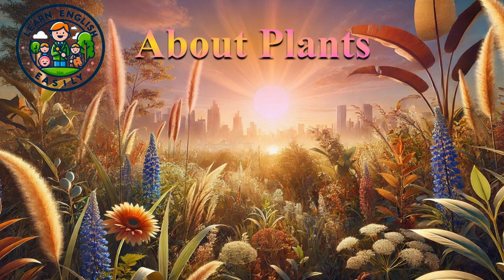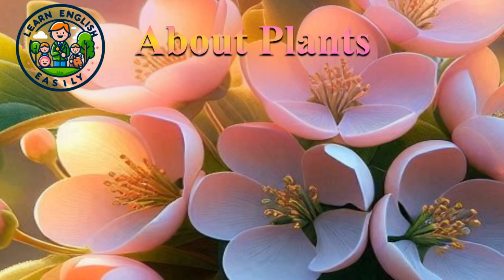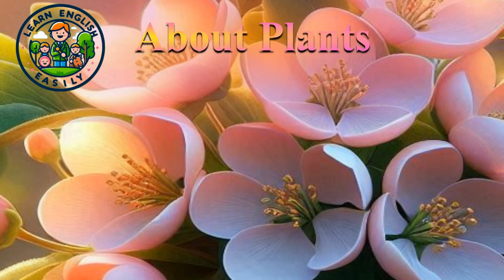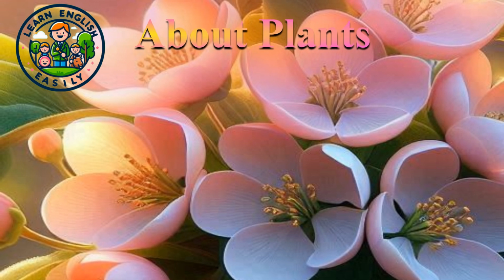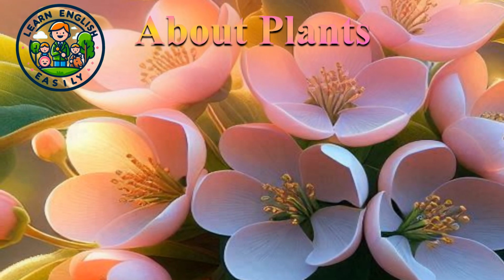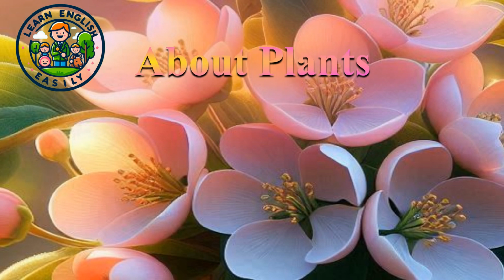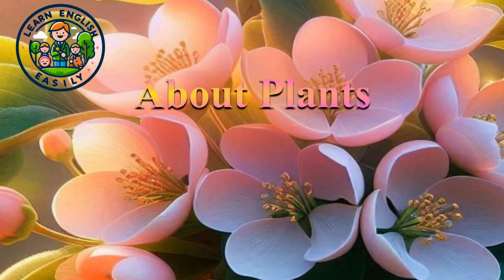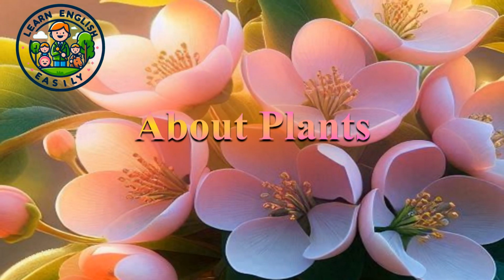How do some plants protect themselves from insects? Some plants have poisonous leaves or sticky substances to keep insects away. How do water plants survive? Water plants have floating leaves and roots that are adapted to water.